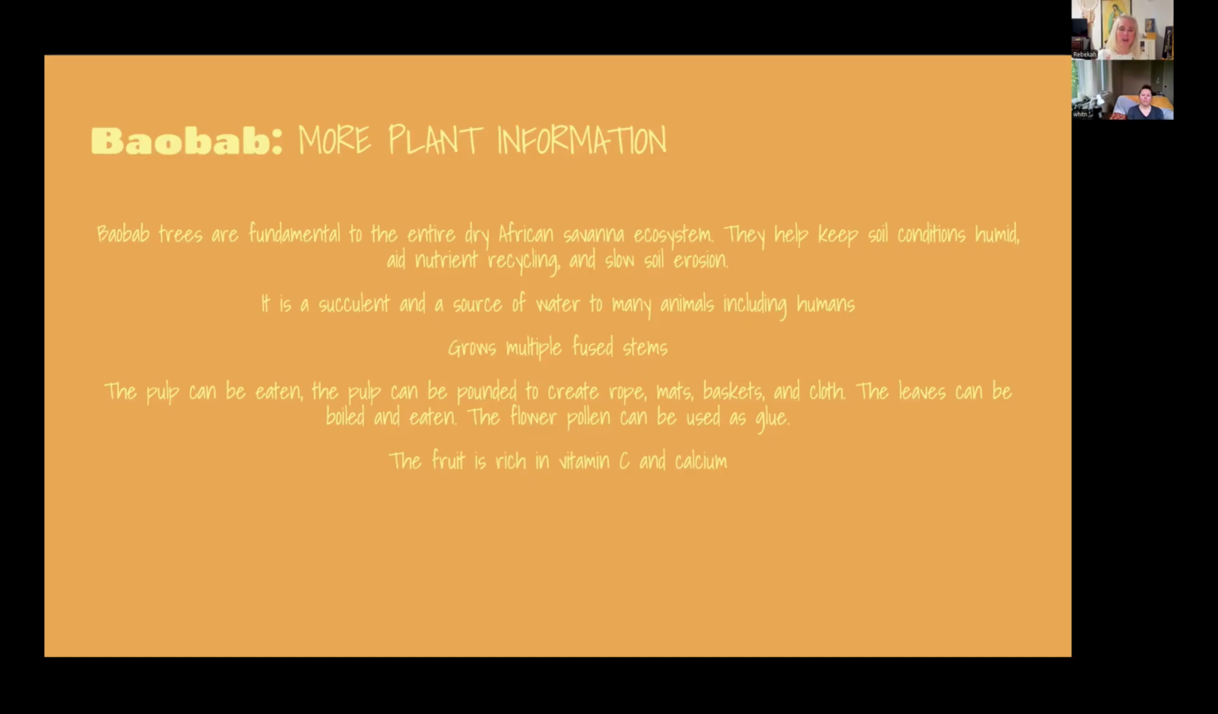The fruit was so acidic, so that's why cream of tartar. The seed was what was used for cream of tartar. But the fruit is also rich in vitamin C and calcium. So we've got another thing. And these older trees don't mature fast. It can take up to 200 years before this tree will even produce fruit.